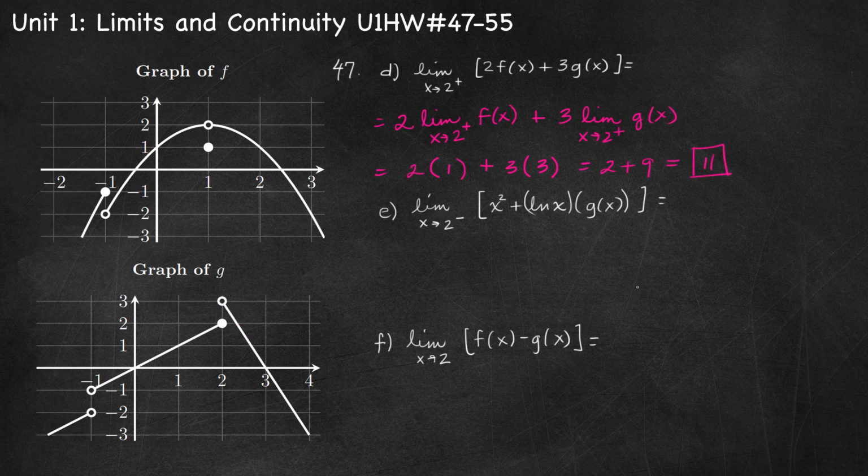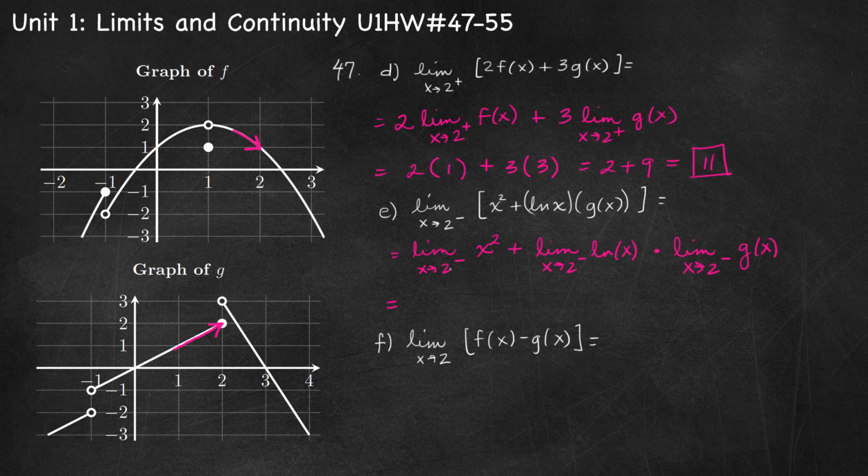For part E, we want x to approach 2 from the left-hand side. So let's look at our graphs. As we approach 2 from the left-hand side, f is approaching 1. And on the graph of g, as we approach 2 from the left-hand side, g is approaching 2. So the limit we want here, we can use our properties of limits to rewrite this as the limit as x approaches 2 from the left of x squared plus the limit as x approaches 2 from the left, natural log of x, times the limit as x approaches 2 from the left, g of x.